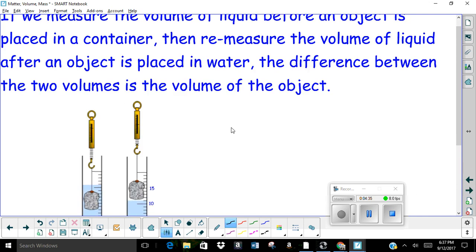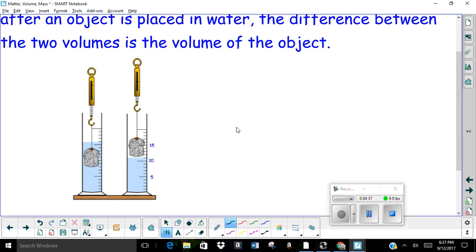Down here, there are pictures, 2 graduated cylinders. The first picture is on the right-hand side here, and we measured the volume of a liquid prior to putting an object into that liquid. So for instance, here, this liquid is 11, and we can go to the 10th spot, 11.0 milliliters.